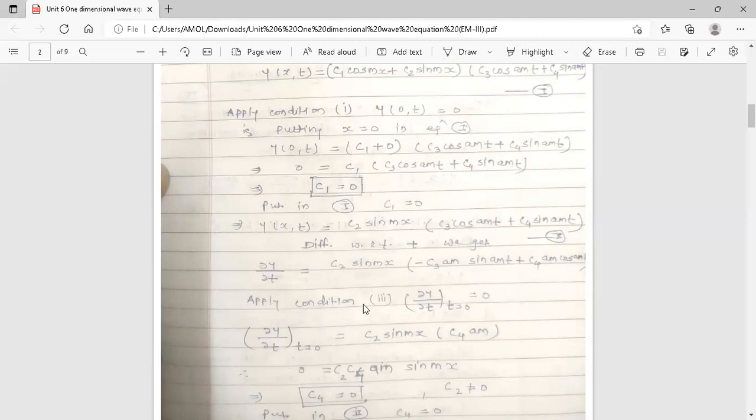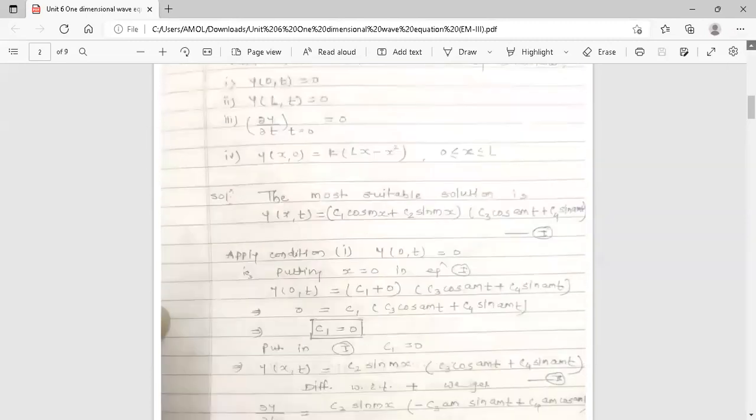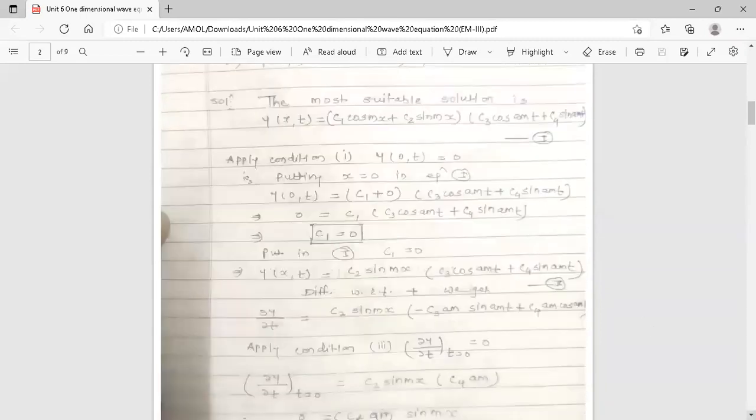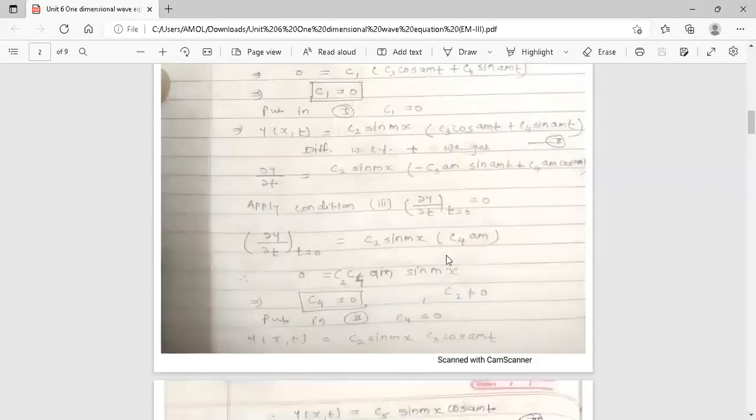Now apply condition 3. So what is condition 3? Del y by del t at t is equal to 0 is 0. So apply condition 3, del y by del t is equal to 0. Put t is equal to 0. C2 into sin mx as it is. T is 0, sin 0 is 0. So this first term is 0. C4 am into cos 0. Cos 0 is 1. So C4 am.